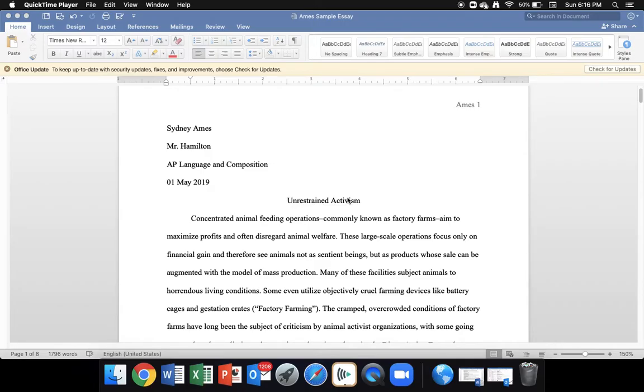As you can see, she's got her heading correct, her name, my name, the name of the course, and the date that it was due. She's titled it Unrestrained Activism, and she's got her last name and page number in the upper right hand corner.